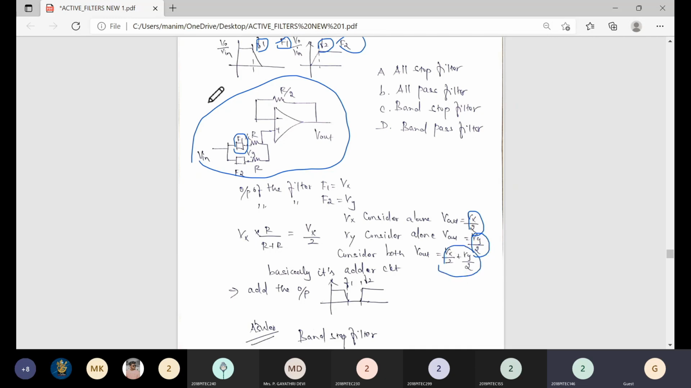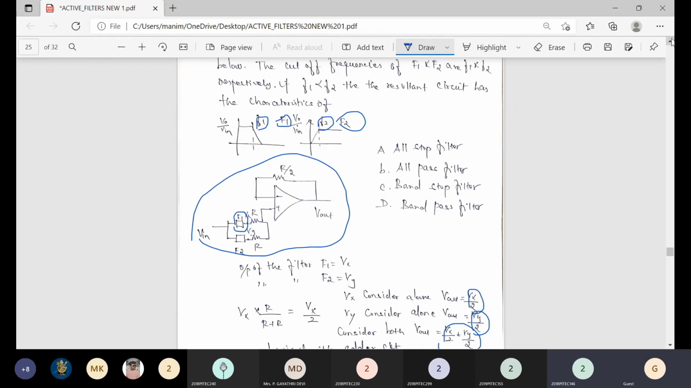So basically this given circuit acts as which circuit? That is the adder circuit. Basically the given circuit is the adder circuit. They have given the frequency characteristics, so this is the adder circuit. So just add the filter responses.